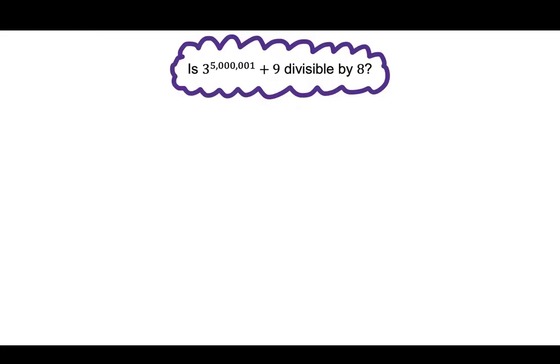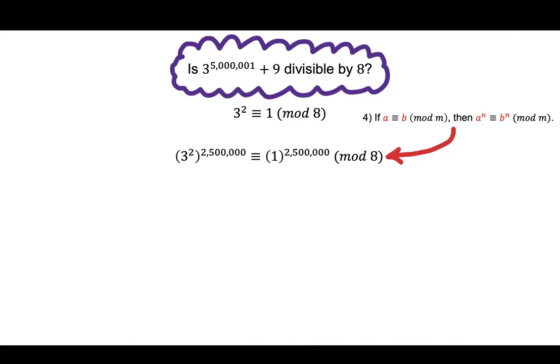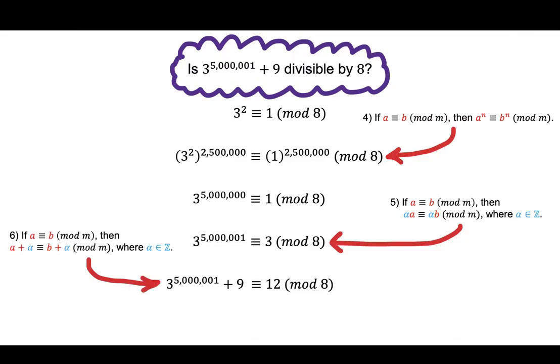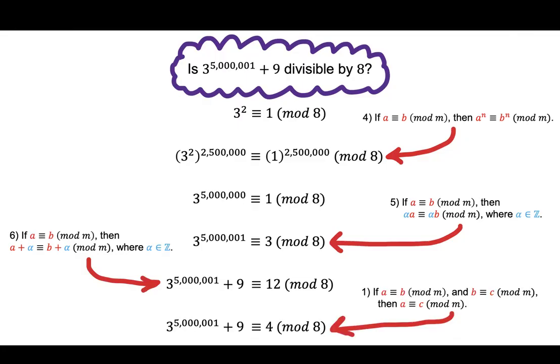Let's go back to this problem that we discussed earlier. Is 3 to the 5 million and 1 plus 9 divisible by 8? Let's start with this equation. 3 squared is congruent to 1 modulo 8. Using property 4, we raise both sides to the power 2.5 million and simplify both sides. Then, using property 5, we multiply both sides by 3. Property 6 allows us to add 9 to both sides. Then, using property 1, since 12 is congruent to 4 modulo 8, we get this.